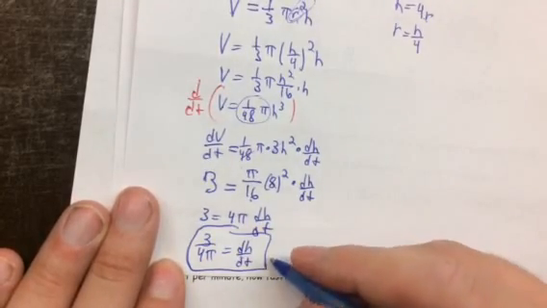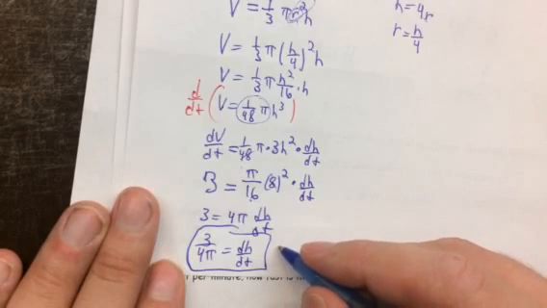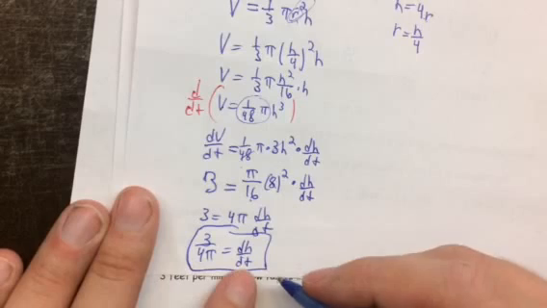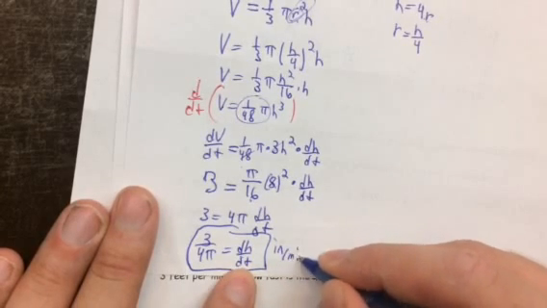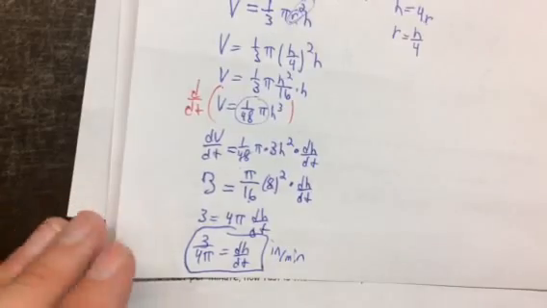The units of this are going to be h is changing at the same rate as the diameter is, and this is going to be in inches per minute, because the volume was changing in inches cubed per minute.